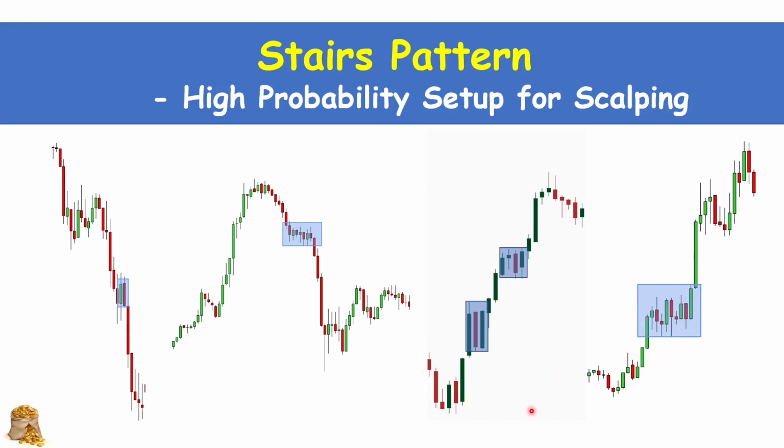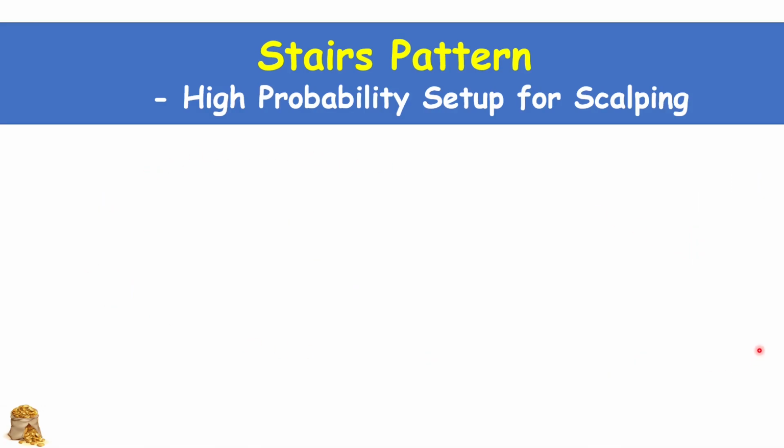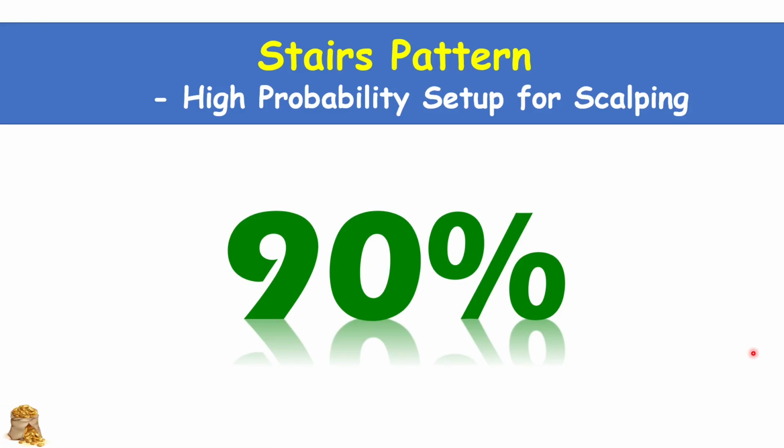So these four charts have something in common. You can see that they start with the breakout type trend, and then they have a pullback, which is within a rectangle. It's a horizontal pullback, and then leads to another leg down or up with a measured move. So I call this pattern stairs pattern. This pattern has a 90% winning probability.